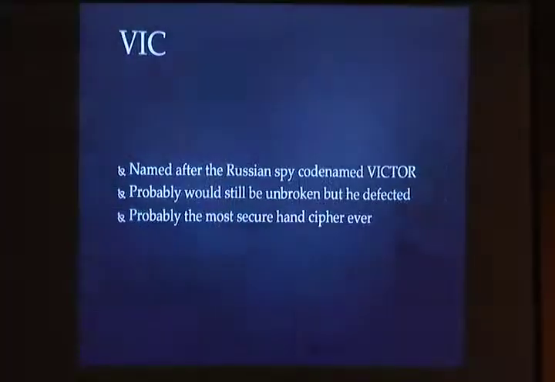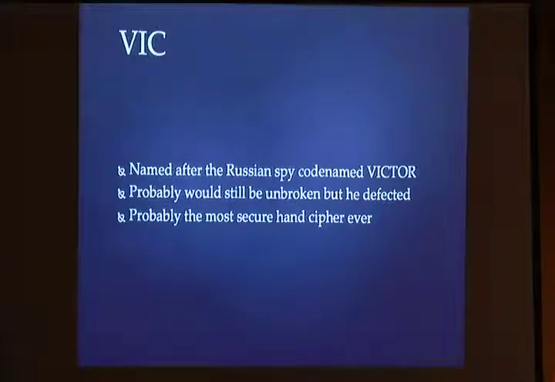And now we're going to go probably to the last of our examples, which is the VIC cipher. VIC was named for Victor. And I implore you to just stop me from talking at any given point during VIC, because it gets a little bit weird, and I'm going to be trying to explain things in it, and some of it you can tell they were just sort of throwing things at the wall and hoping something stuck. It would probably still be broken today, but the guy who did it defected, and eventually that led to some basic cryptanalysis of it. And I would argue it's probably the most secure hand cipher ever.